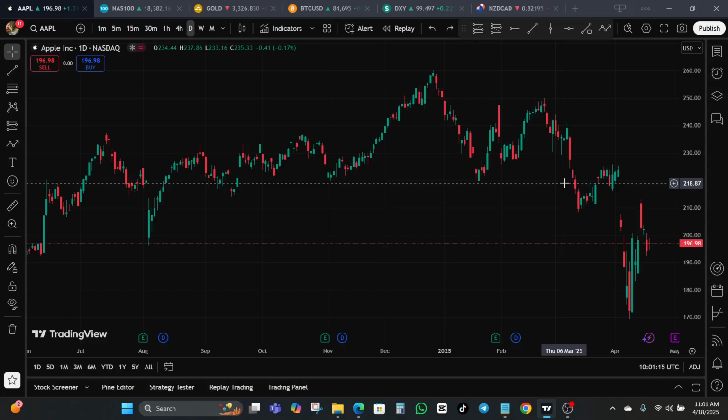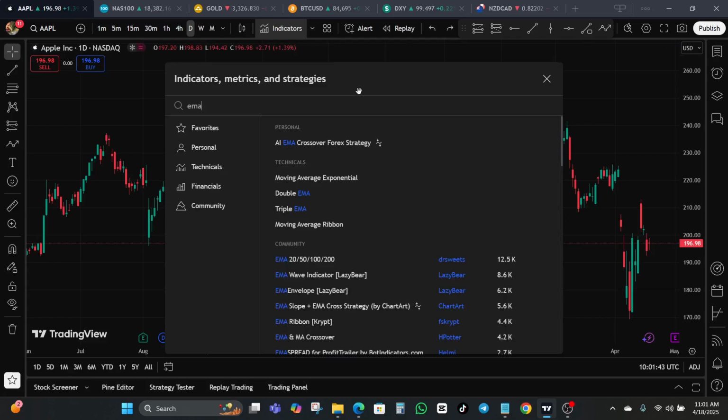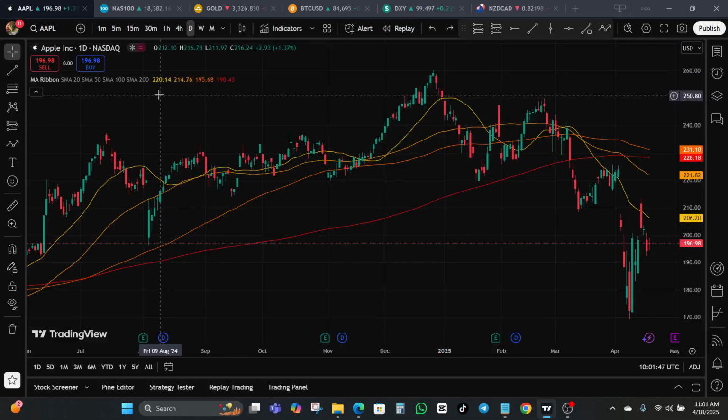Okay, now one of the core components of a successful stock swing trading strategy is using technical analysis. All right, this helps you find the right entry and exit points by analyzing price patterns and indicators. Now, let us just talk about a few key indicators you can use for swing trading. First of all, we're going to be talking about the moving averages. We're going to be adding the 50 period EMA and the 200 period EMA to the chart.